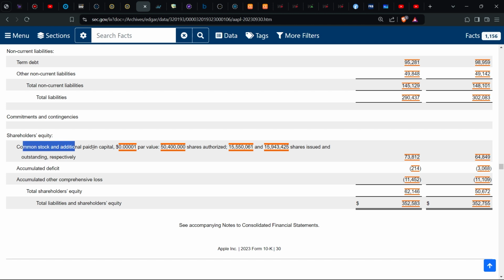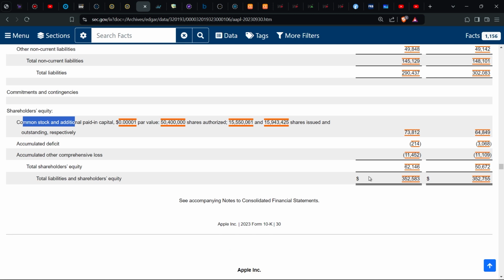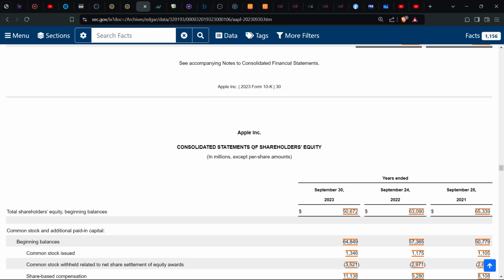Common stock and additional paid-in capital, par value, 50 billion shares authorized, 15.9 billion shares issued and outstanding respectively. And then accumulated deficit, accumulated other comprehensive loss, total shareholders' equity. So let's go on to the final part of the balance sheet.